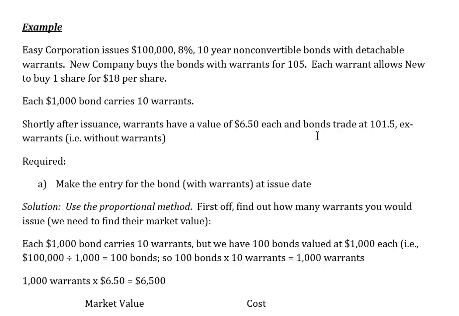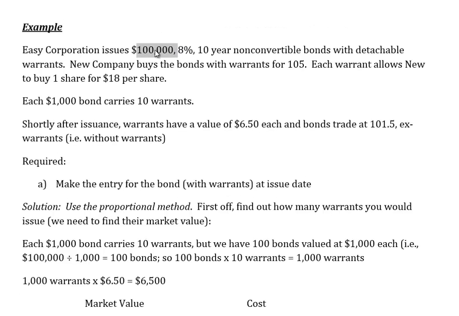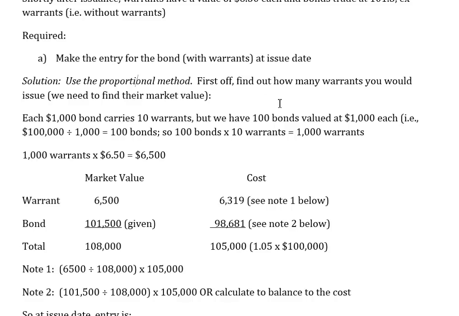So we need to make sure that we have an idea of the market values of the warrant and the bond separate, so that we can use those market values to allocate our package deal that we bought, the bond with the warrant, at 105, which is 5% over and above the face value, right? So we have to make the entry at the issue date when we issued this bond and paid 105 for it. We need to make the journal entry at the issue date. And again, we said we're going to use the proportional method to do this.